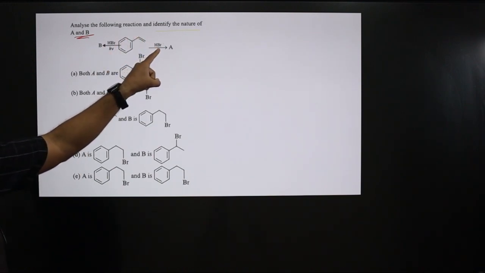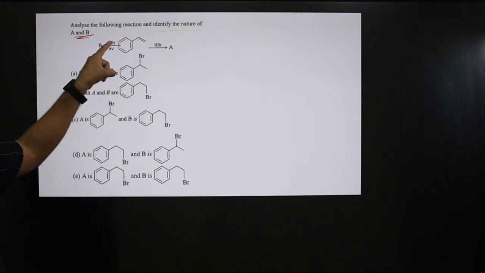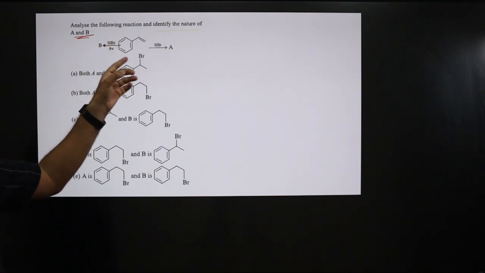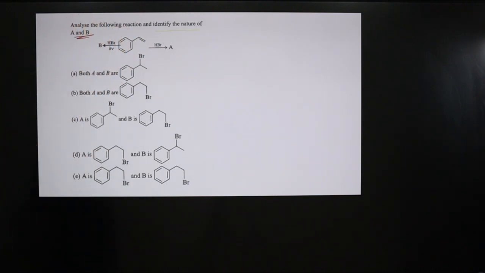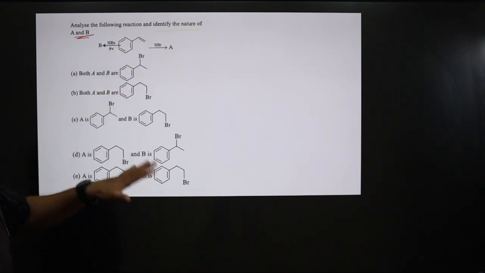You can see HBr, only HBr, is participating, producing product A. In the other case, HBr is participating in the presence of hν, meaning sunlight is there. Very interesting question. And in this case product B is formed. A and B we have to identify.